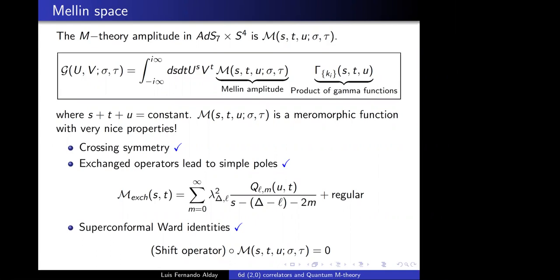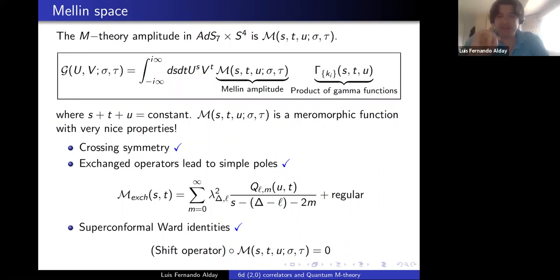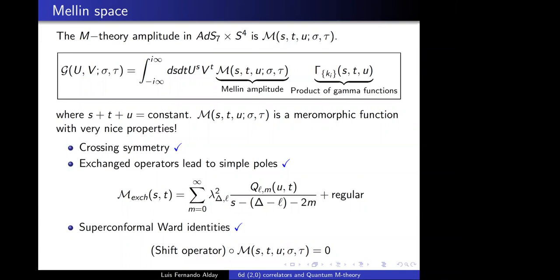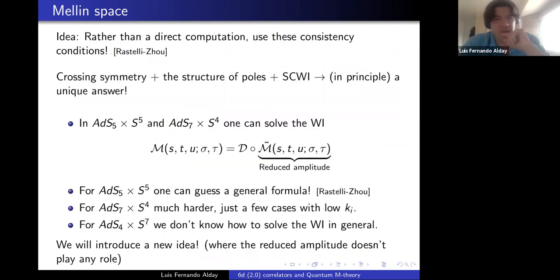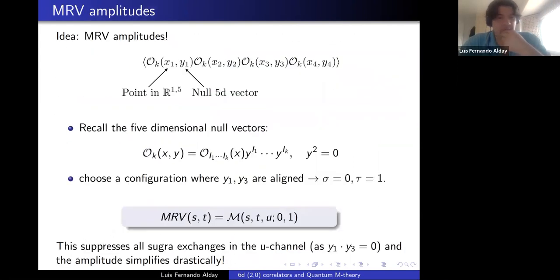Sorry, Fernando. So are you saying that computing the amplitude in the MRV limit would fix the full amplitude using super-conformal Ward identities and the flat space limit? Yeah, it does, but let's not jump ahead of ourselves. Let me continue, and you will see.